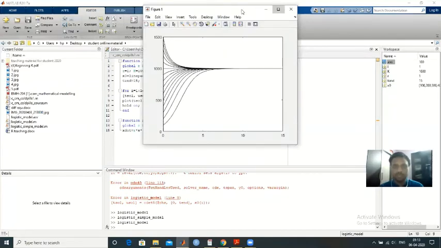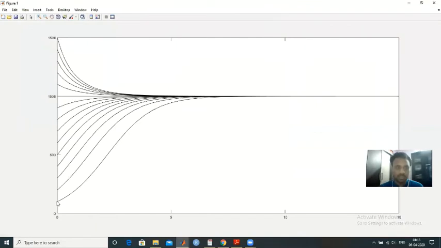So 15 curves are here, but initially these start from here. If x naught is 100, then after some time it will reach this k. If x is 200, then again it starts from 200, goes like this, and then approaches this one. So if you start with different initial conditions, you are approaching this solution. Means you are approaching k, right?